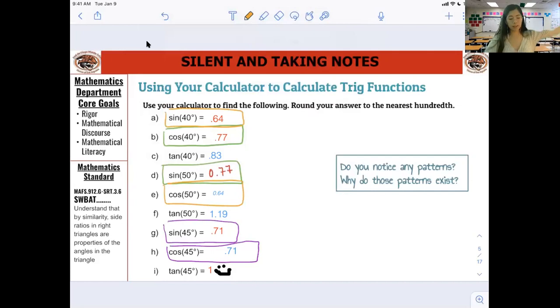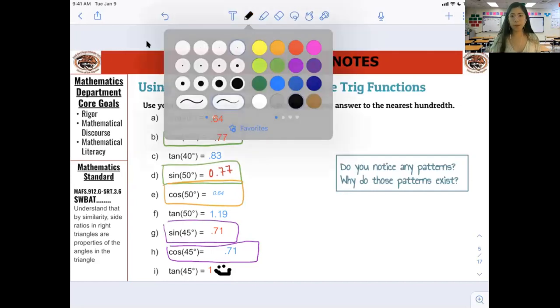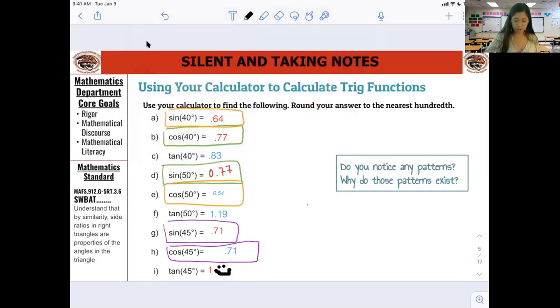Yeah, in the bell ringer, right? In the bell ringer. Well, let's think about it. If you have a right triangle, okay, here's my right triangle. And let's just say this angle is 40 degrees. What does this angle have to be and why?